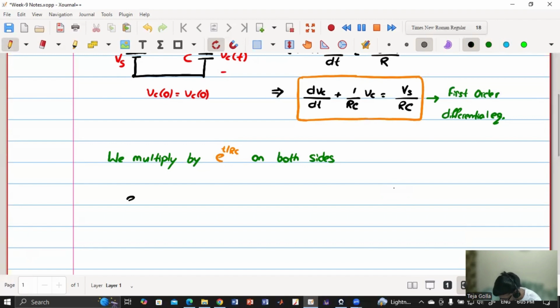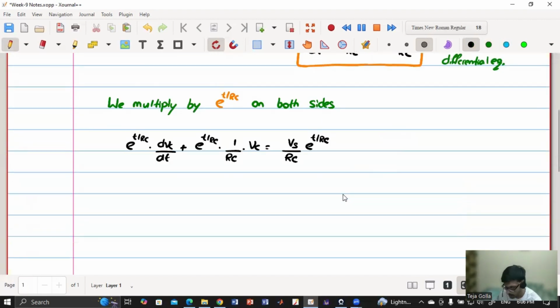e to the power t by RC into dVC by dt plus e to the power t by RC into 1 by RC into VC equals VS by RC into e to the power t by RC. Okay, so I've just multiplied. Now it can be written as d by dt of e to the power t by RC into VC. You can check by applying the product rule of differentiation: u into dv by dt plus v into du by dt, so that you will get the same expression.